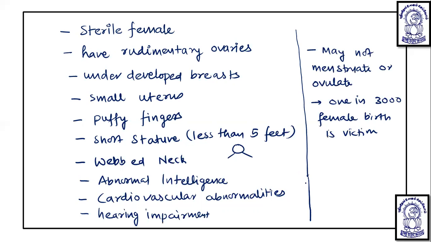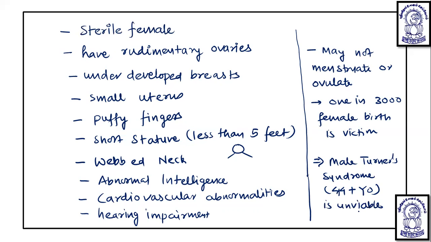Now, one of the important points is that male Turner syndrome, that is 44 plus Y0 combination, is unviable. So that does not occur in nature. They are not observed in nature because it is not viable. They cannot survive. Okay. So these are some of the features and how Turner syndrome is going to occur and due to what condition, which we have discussed.